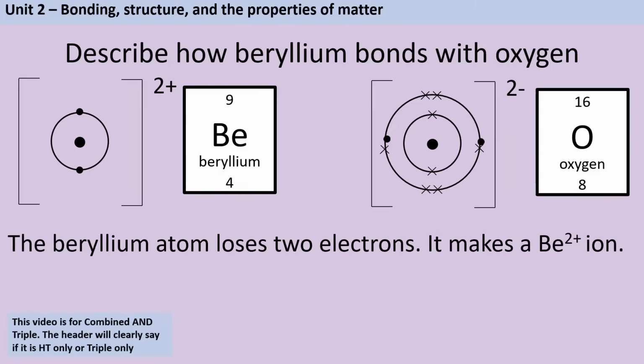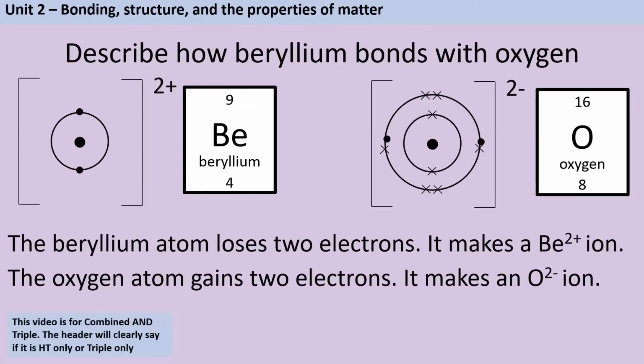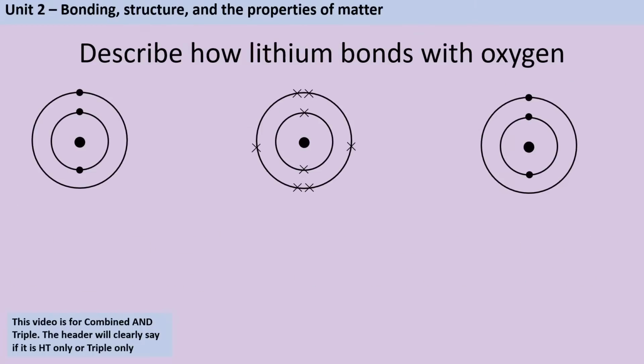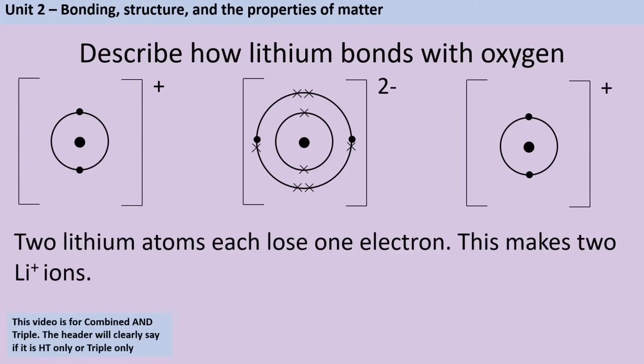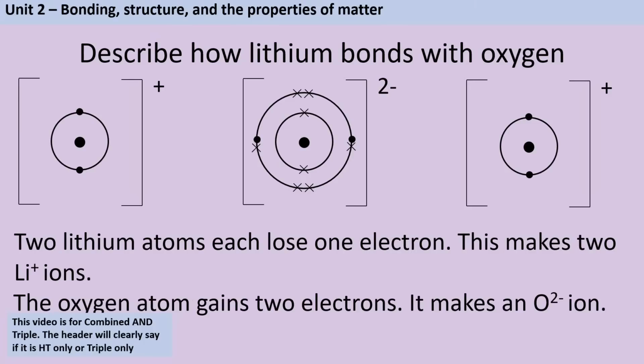So again, the beryllium atom loses 2 electrons, it makes a Be2+ ion. The oxygen atom gains 2 electrons, it makes an O2- ion, or an oxide ion. Now, it starts getting more complicated when the numbers of electrons that need to be lost and gained don't match up. So at this point, we would be saying that we've got 2 lithium atoms that both lose 1 electron, and this makes 2 Li+ ions. And then the oxygen atom gains 2 electrons, it makes an O2- ion.